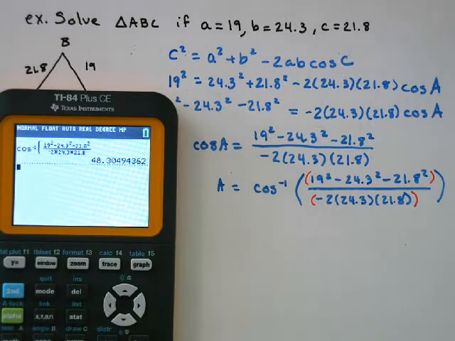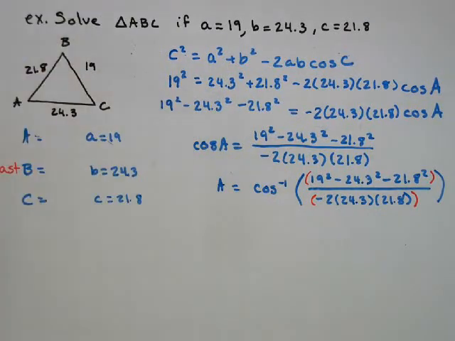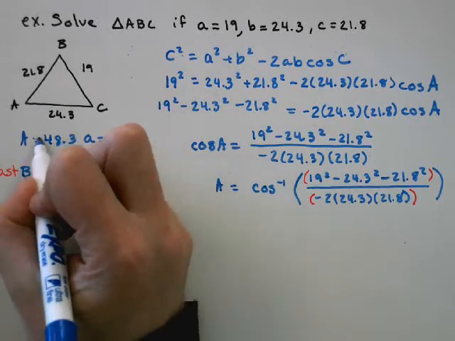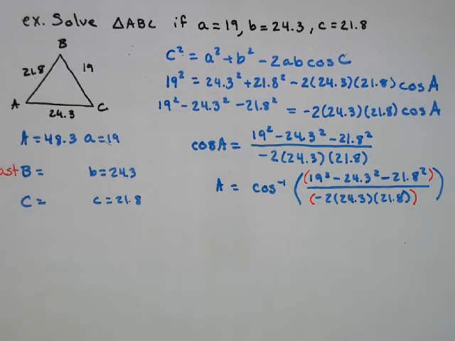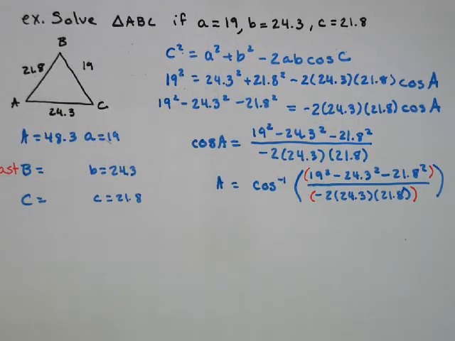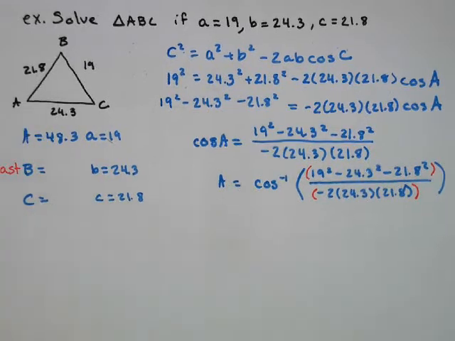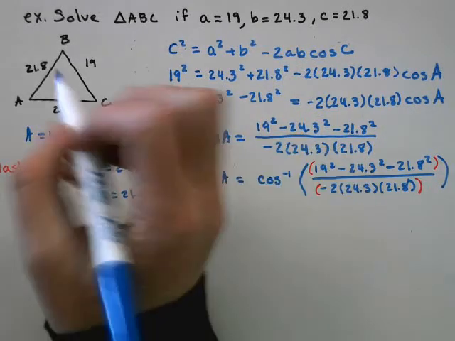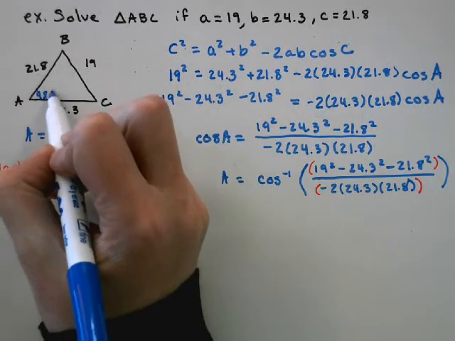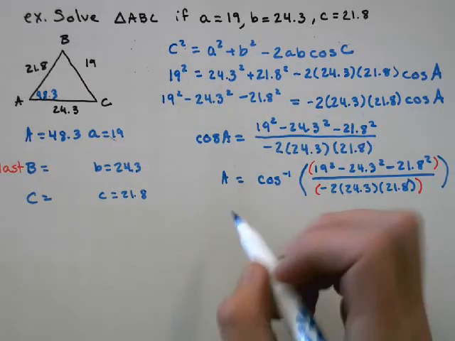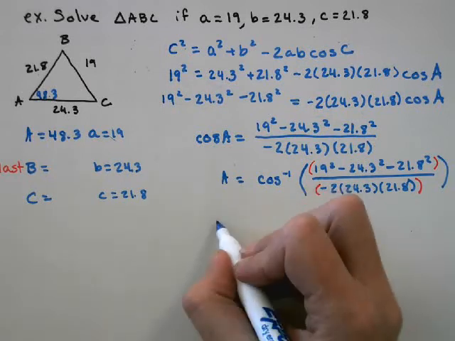And we get 48.3. So my angle A is 48.3. That leaves us with B and C. We said we're going to leave B for last, so we're going to go to C. For C, now that I have this 48.3, I can use the law of sines. Or you could repeat this for C, that's fine too, but law of sines tends to be easier.